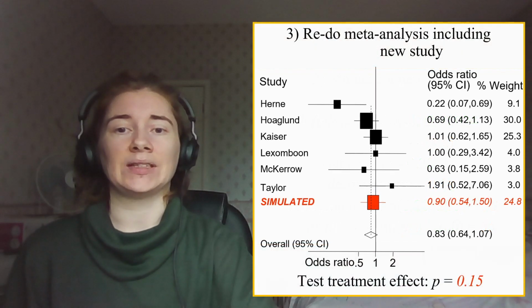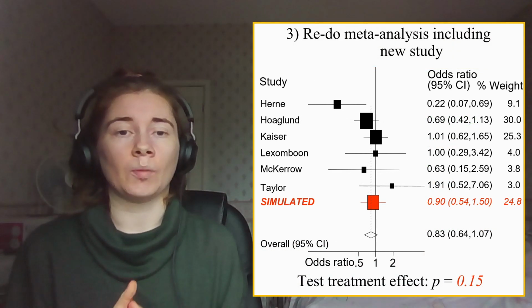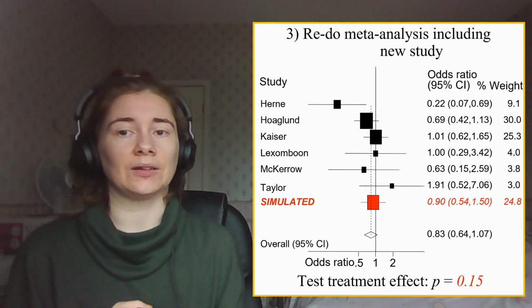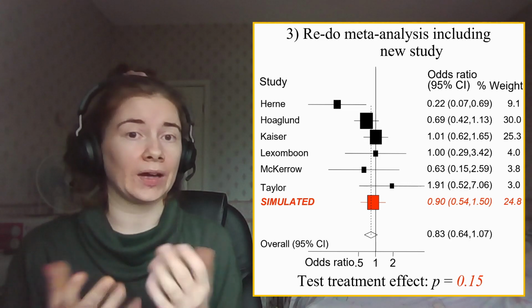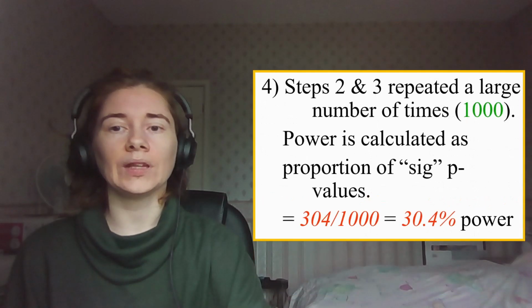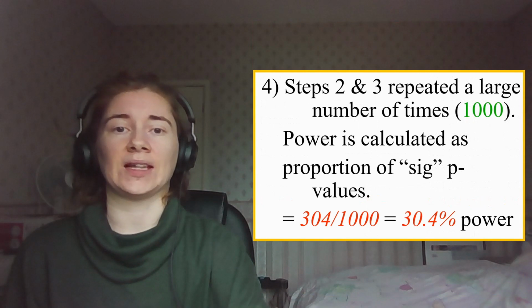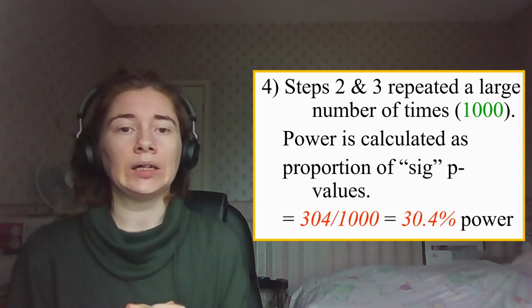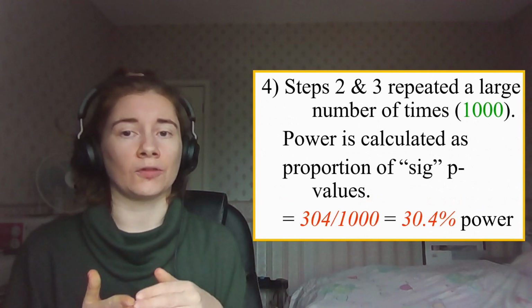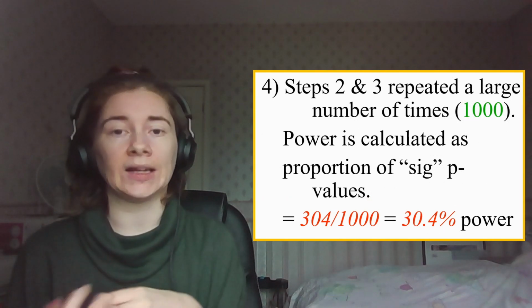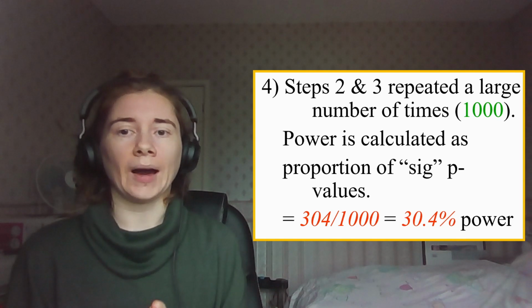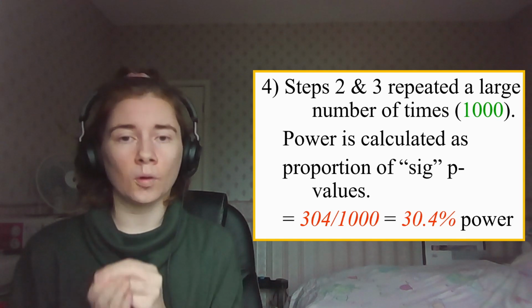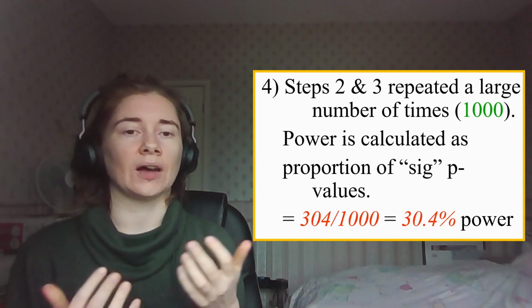The next step is to simply redo the meta-analysis, but with the newly simulated study included, and then noting down whether the resulting meta-analysis gave the desired effect or not. To then estimate the power of the set sample size, 400 here, one simply repeats steps 2 and 3, i.e. simulating a new study and updating the meta-analysis, a large number of times. The power is then calculated as the proportion of meta-analyses that gave the desired effect.